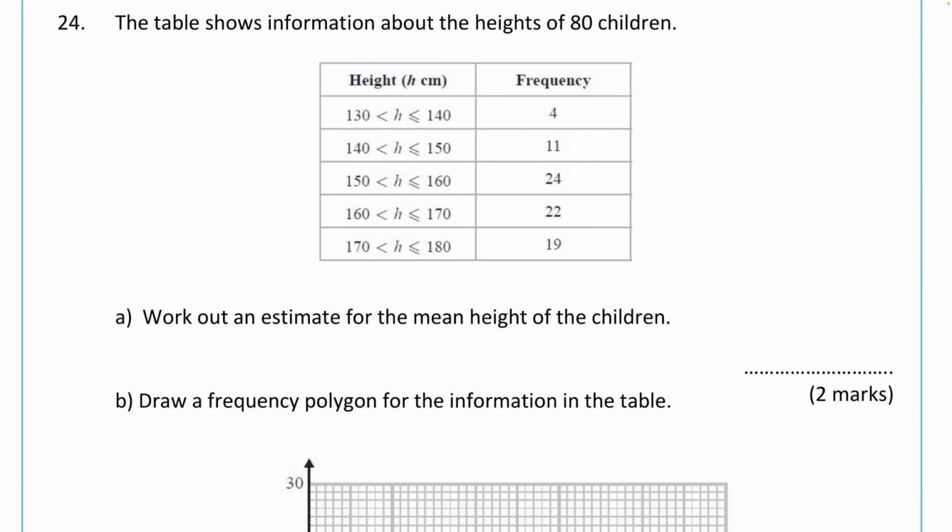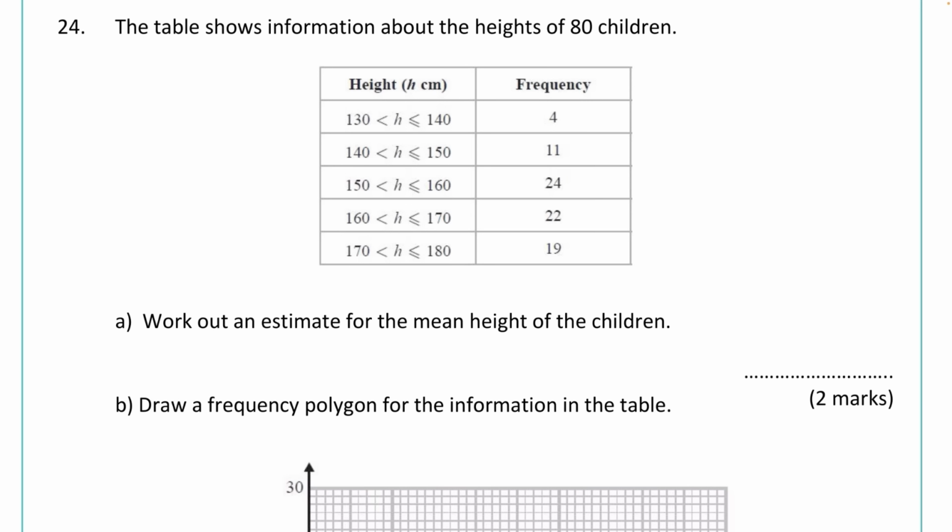So for this one, we first have working out an estimate for the mean height of these children. It does tell us in the question that there are 80 children. So when I have mean from a table, we have to multiply across. However, in a grouped frequency table like this, we need to use the midpoints. So here the midpoint of 130 and 140 is 135. We then have 145, 155, 165 and 175. So we're going to get some quite big numbers here, but that's fine because we're doing it on a calculator.